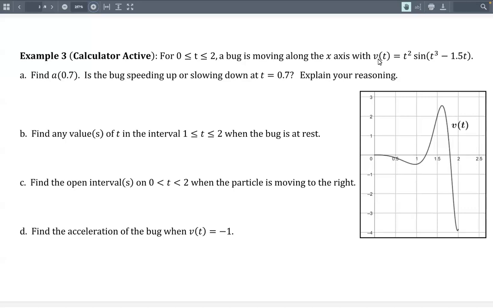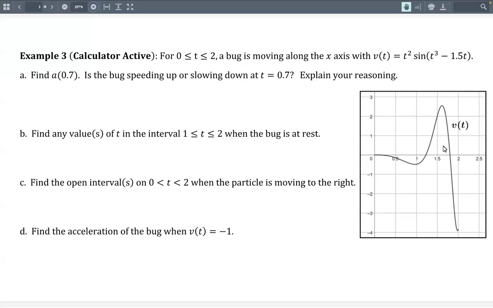It says here that the velocity v of t is equal to t squared times sine of t cubed minus 1.5t. With the velocity function given, and as a courtesy, here's the picture of what that velocity function looks like. Domain restricted, we only care about time 0 to 2. So we're only going from 0 to 2 on the x-axis. We're going to be asked a battery of questions.